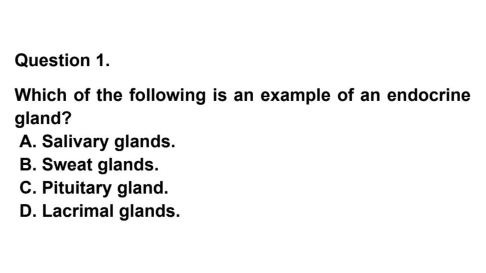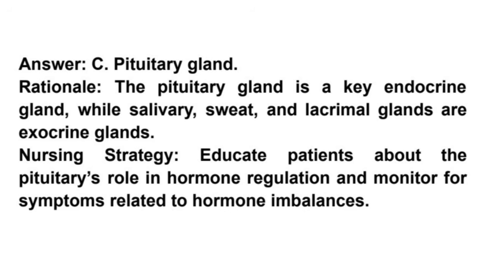Question 1. Which of the following is an example of an endocrine gland? A. Salivary glands, B. Sweat glands, C. Pituitary gland, D. Lacrimal glands. Answer C. Pituitary gland. Rationale: the pituitary gland is a key endocrine gland, while salivary, sweat, and lacrimal glands are exocrine glands. Nursing strategy: educate patients about the pituitary's role in hormone regulation and monitor for symptoms related to hormone imbalances.